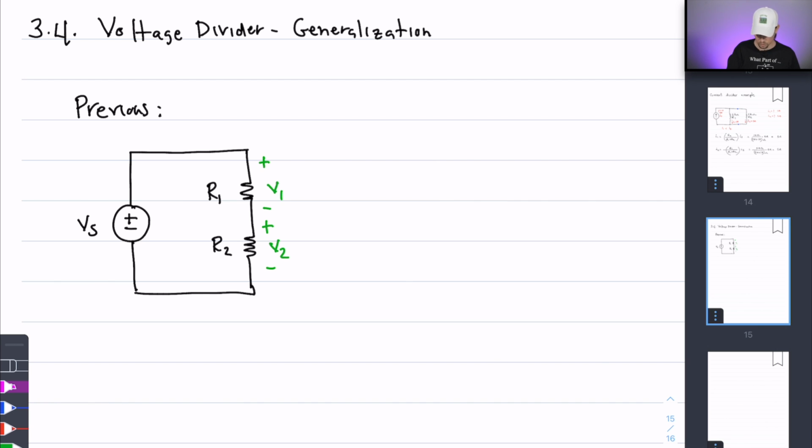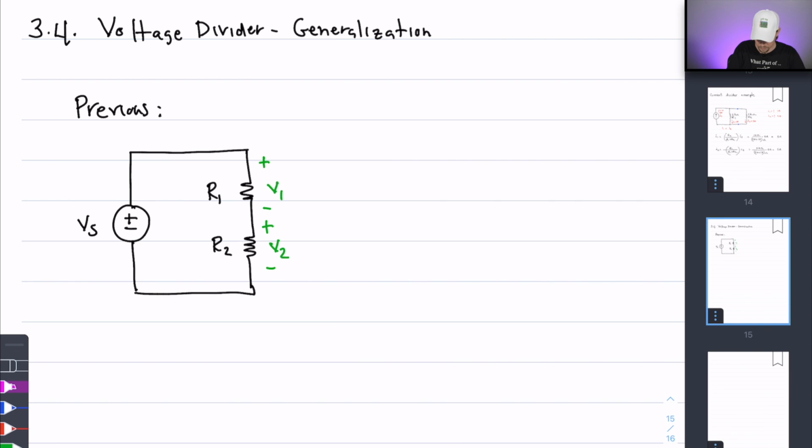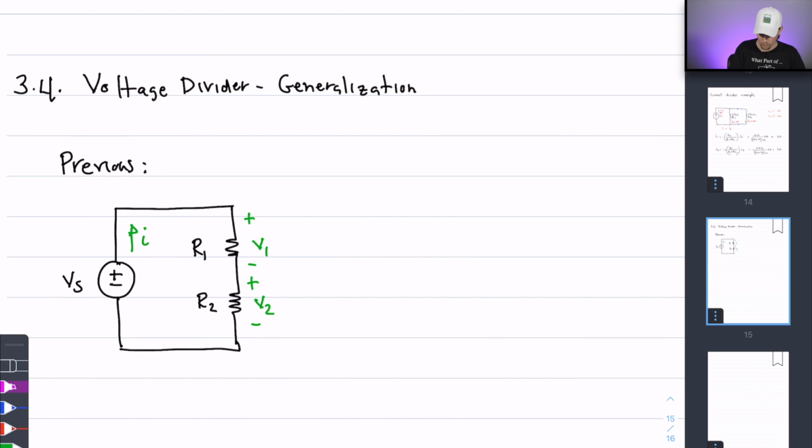Now, one of the things that should be pretty apparent is the current that flows through the circuit. Suppose that there's a current I flowing from the positive terminal of the voltage source Vs. By virtue of the fact that these two resistors are in series with one another, one of the things that is guaranteed is that the current that flows through the circuit happens to be constant. In other words, all the resistors here are in series.